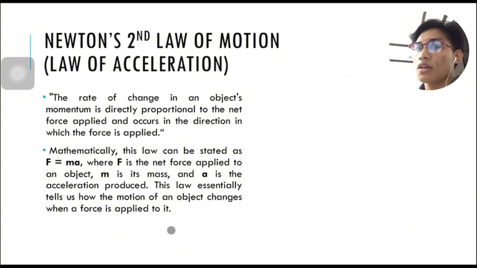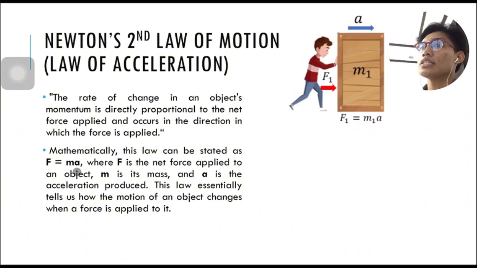As stated here, the object's momentum is directly proportional to the net force, the mass, and your F. Since this is the law of acceleration, if we derive it, a equals F over m, where mass is inversely proportional to acceleration. So let's have this object.